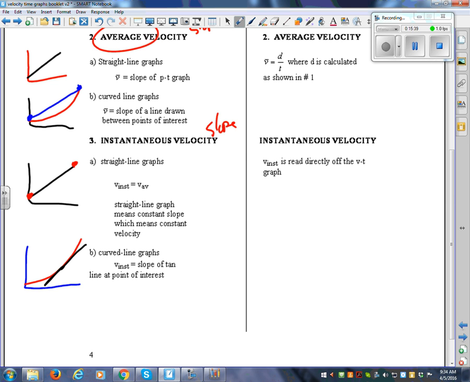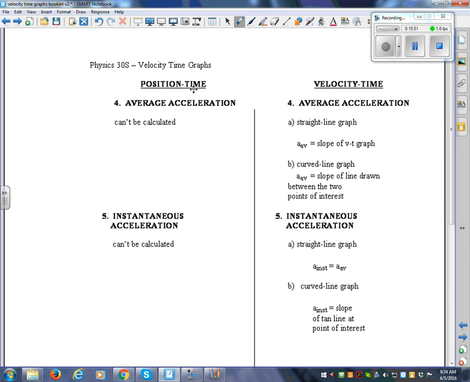Now, most times when you're on a page, you finish that page, right? But we're going on to the next page, still the first column. You see how it works? The whole column is position time graph. See that at the top?